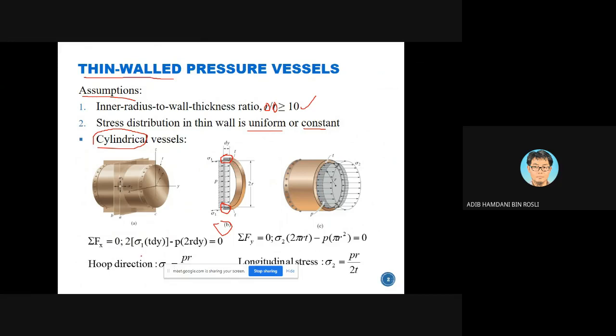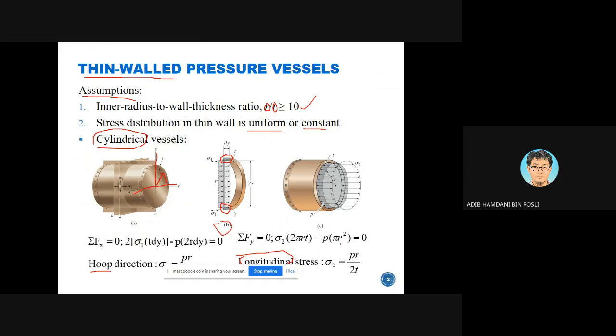So here you have this either for the cylindrical. Let's go to the cylindrical vessel. We define x, y, and z axes like that. Then this is your inner radius r, and then this is your thickness. So for thin wall cylindrical vessels, we have two types of stresses. One is the hoop stress, another one is the longitudinal stress.